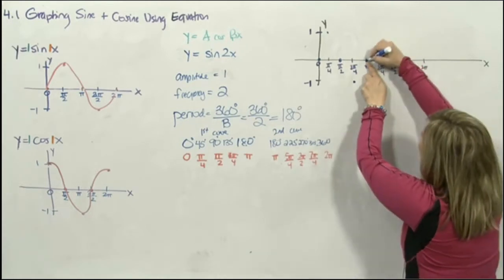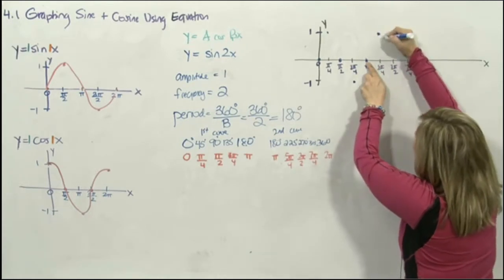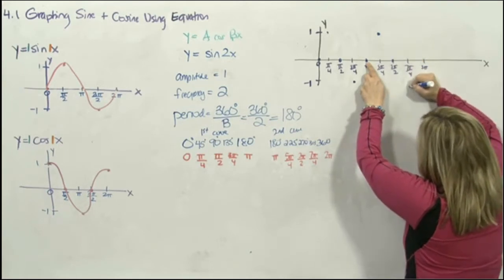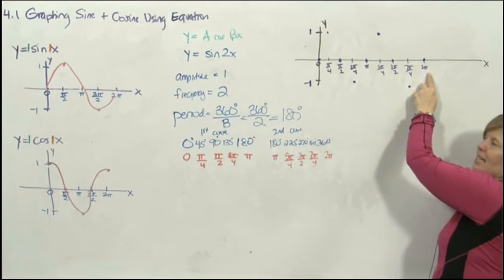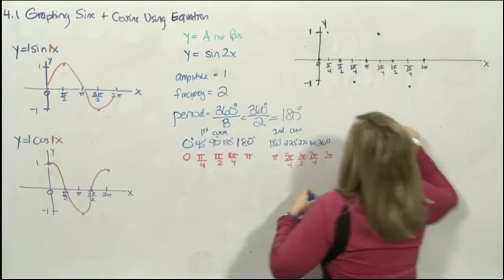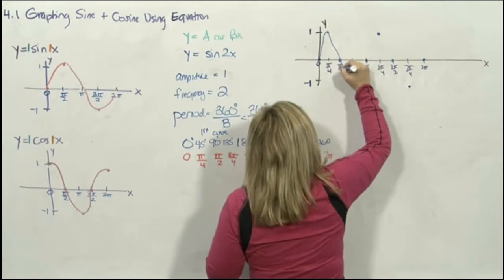Now I'm going to do the pattern again. I'm at the axis. I go up. I hit the axis. I go down. I hit the axis. So between 180 and 360, there are 5 points. And then I just connect the dots.